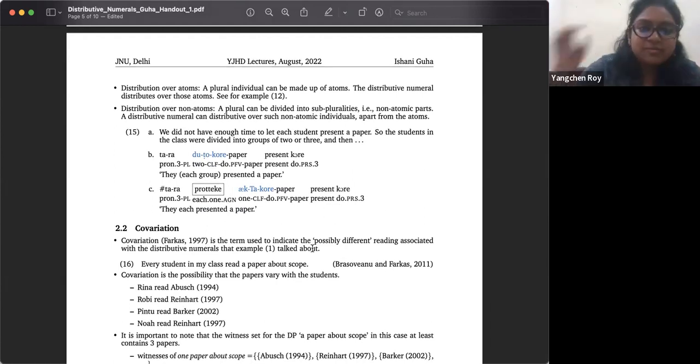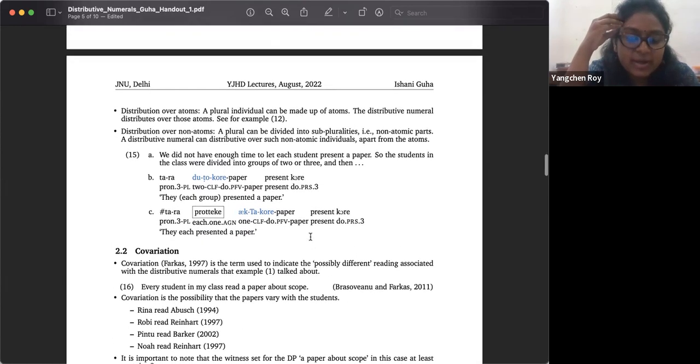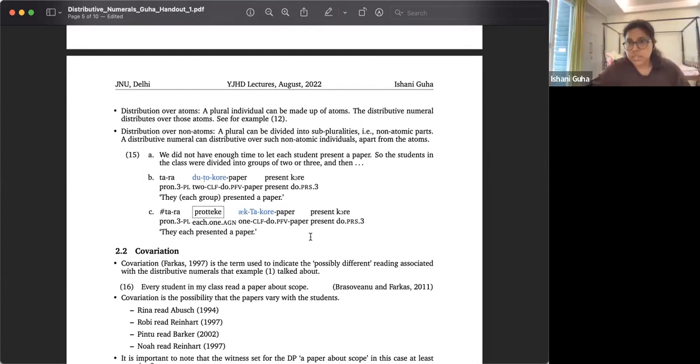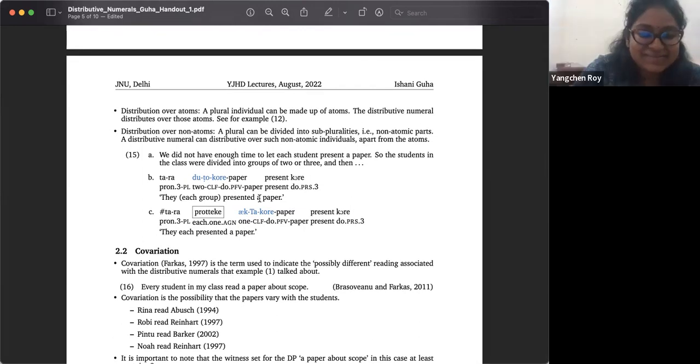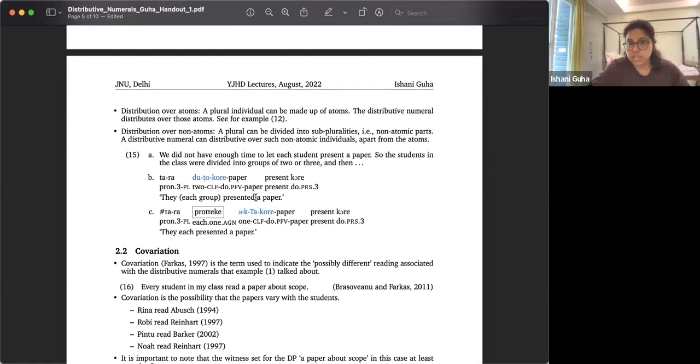Ishani, before you move on, just wanted to clarify on 15B. So it says duto kore. So that's 2 each, right? Each group presents 2 papers. Yes. So the translation is wrong, that's what you're saying, right? Yes, presented 2 papers. It should be 2 papers. So I'll correct that.